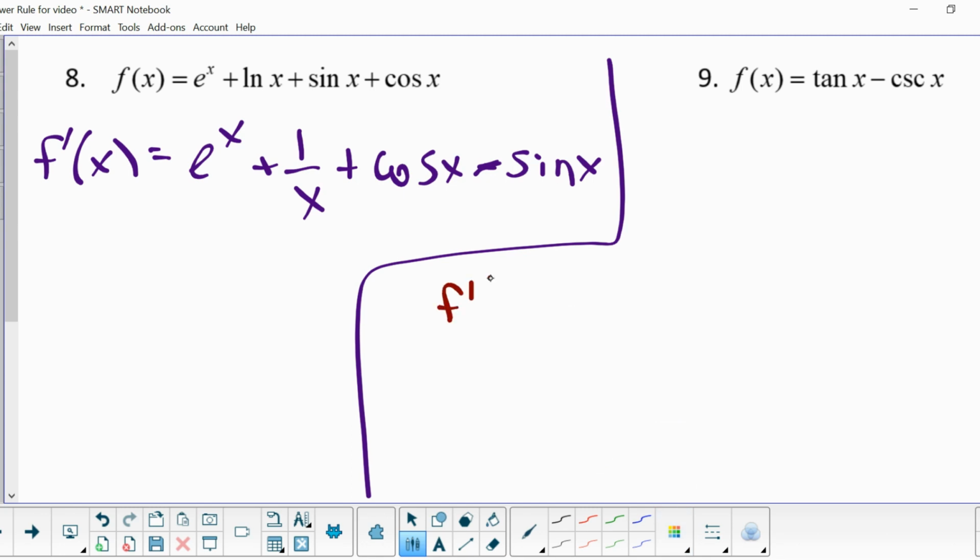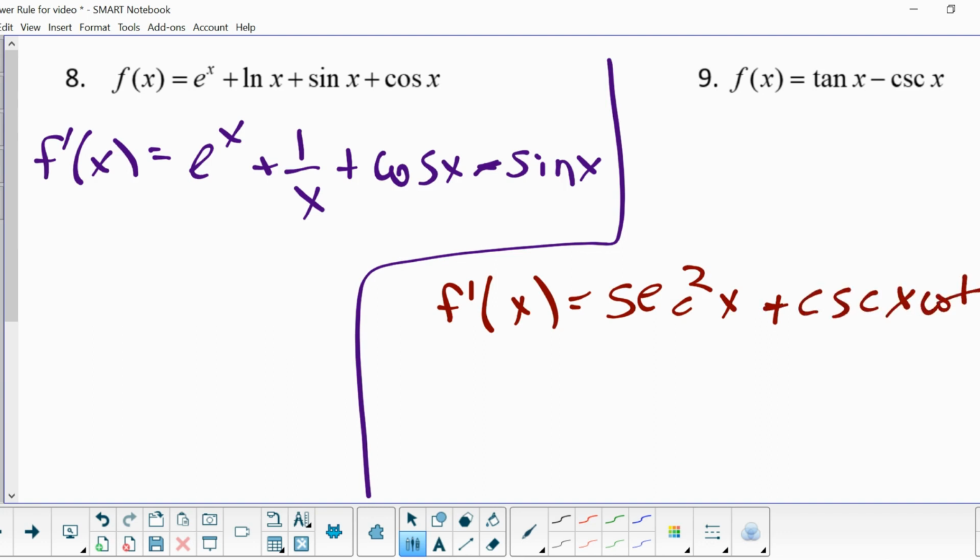The derivative of tangent is secant squared, and the derivative of cosecant is negative, so positive, cosecant cotangent. And that's it. There's nothing else you can do with that. Maybe you could simplify it by getting common denominators and all that, but that's not what the question was asking you. So you just stop there.